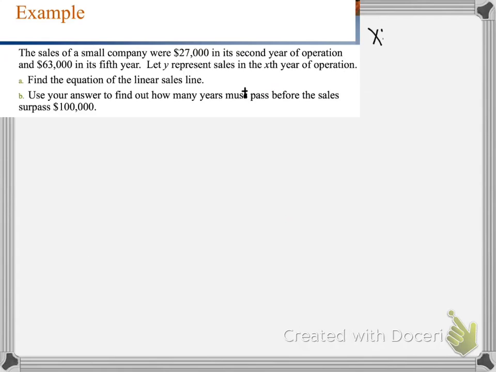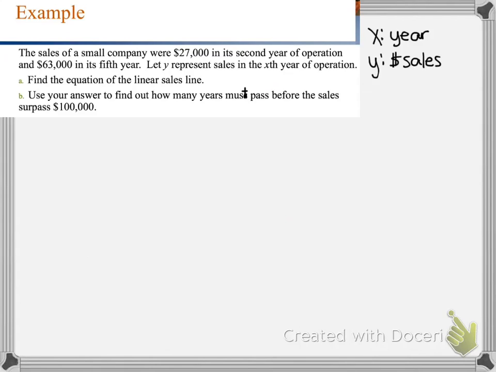What is x? What is y? Alright, so they told us here that y represents the sales. So I want to put dollar amount of sales for the x year of operation. So x is the year. Okay, we're coming up with the equation for a linear sales line. So we have the word linear. We know we're looking for y equals mx plus b.